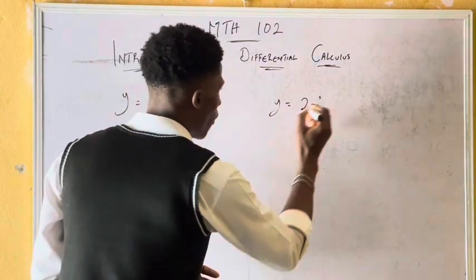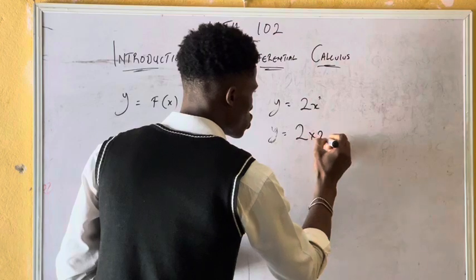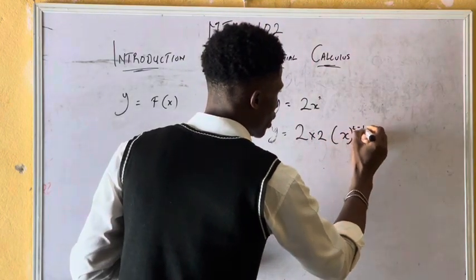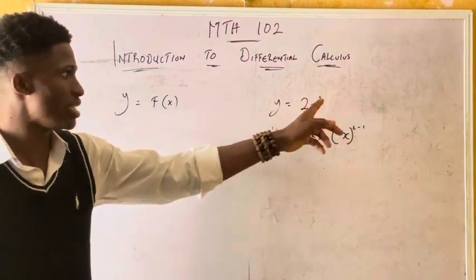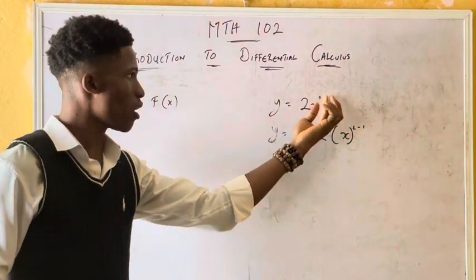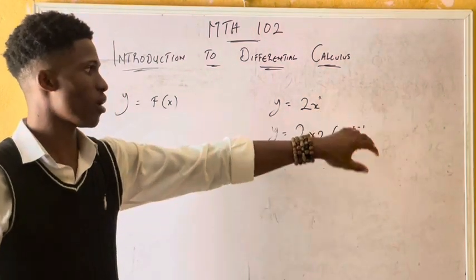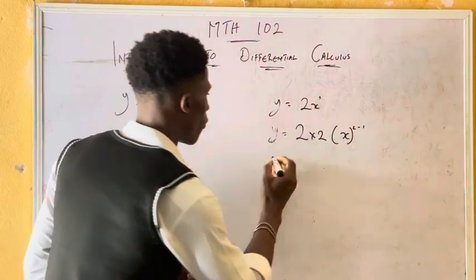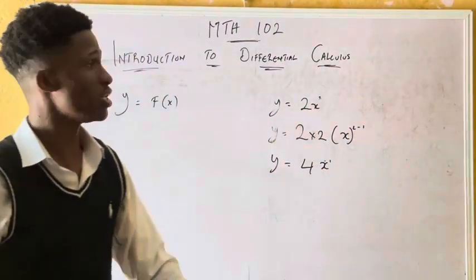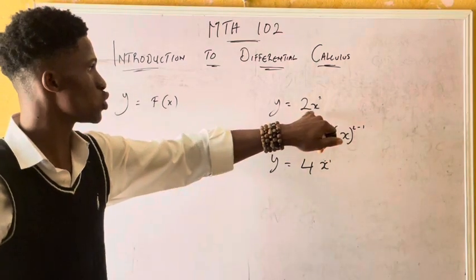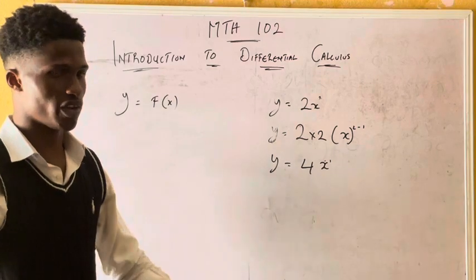Using the power rule, y equals 2 times 2, then x to the power 2 minus 1. The power multiplies the coefficient, and then you subtract 1 from the power. So when the power, which is 2, multiplies the coefficient, which is 2, you have 2 times 2. And then you subtract 1 from the power, which is what I did here, 2 minus 1. So y will be equal to 4x raised to the power 1, which is 4x. So when we differentiate y equals 2x squared, we are left with y equals 4x. Very simple and very easy.